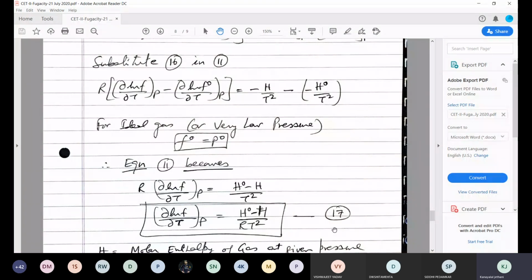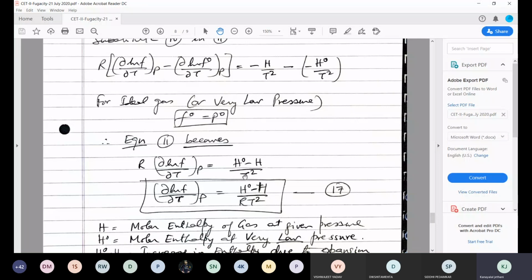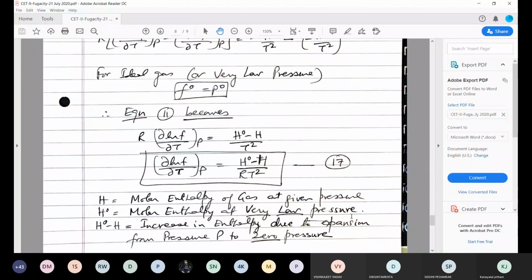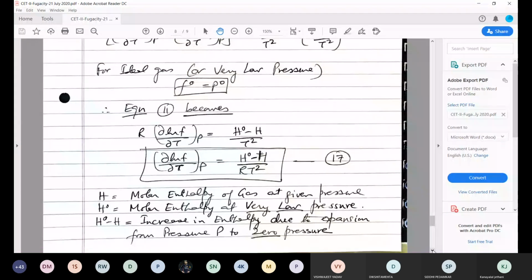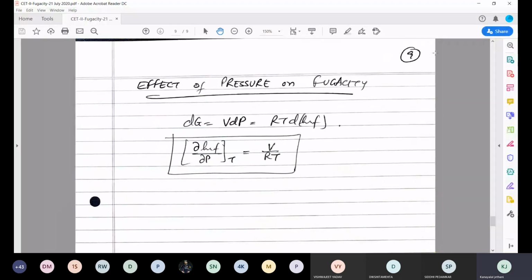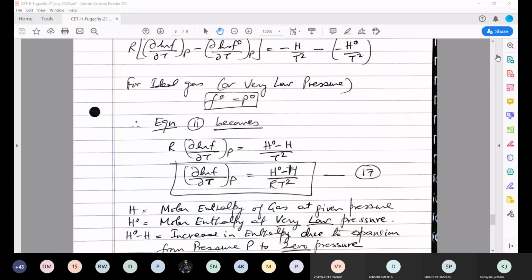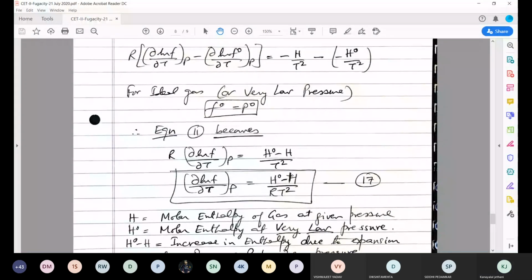What we get is equation 17, which is showing the effect of temperature on fugacity. So if you can measure the enthalpy, we can find out the fugacity. Any questions on equation 17? Tomorrow we'll see the effect of pressure on fugacity. अभी है छोटा सा है, but we'll see tomorrow. Okay. Any questions on this effect of temperature on fugacity? No comments, no difficulties.